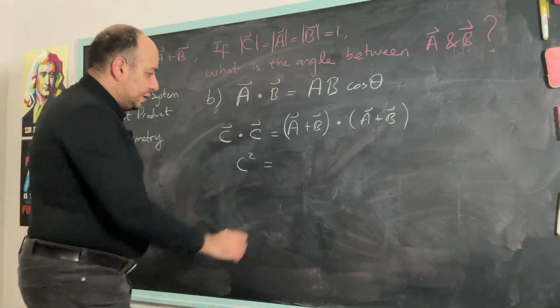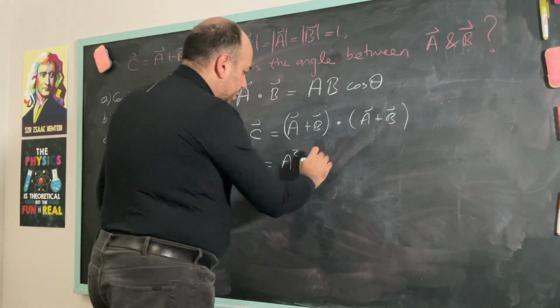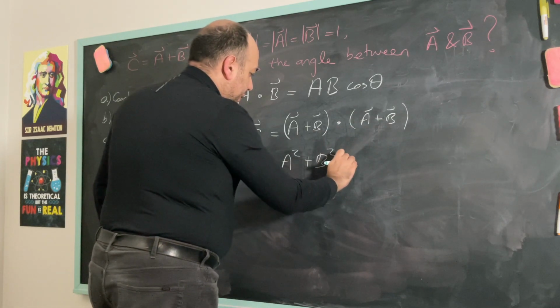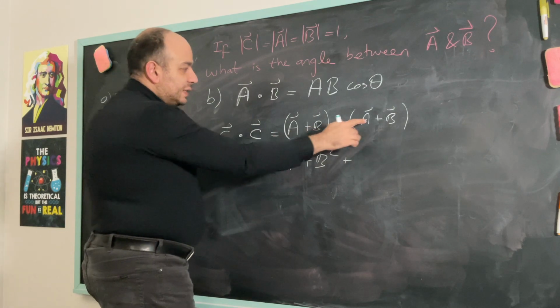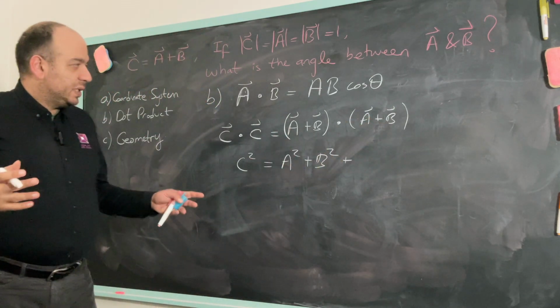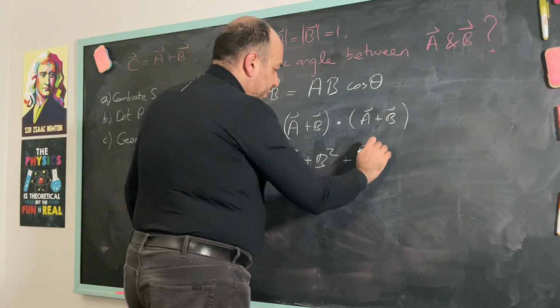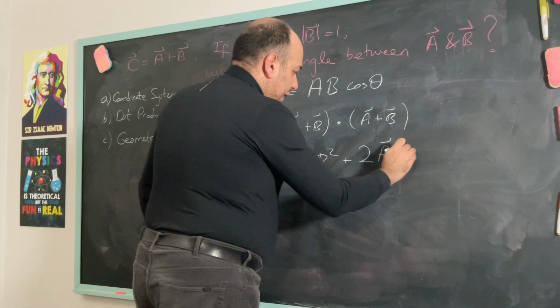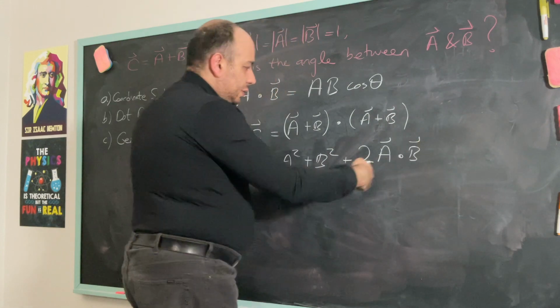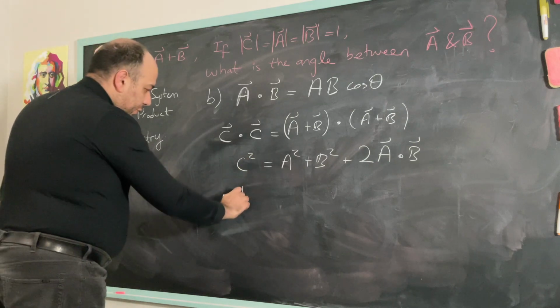A dot A on the right hand side, which is equal to A squared, plus I have B dot B terms, B squared, plus I'll have A dot B and B dot A. But as I mentioned before, they're equal to each other, so I can simply write 2 times A dot B. So this is the cross term.